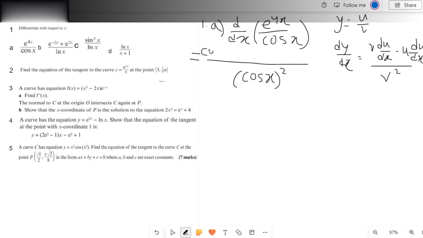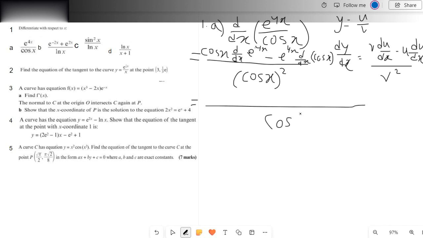At the top we have cos x multiplied by d/dx of e to the power 4x, subtracted by e to the power 4x multiplied by the derivative of cos x. Simplifying, we have cos squared x at the bottom again. At the top, the numerator has cos x multiplied by the derivative of e to the power 4x. Now if you remember, the derivative of e to the power x is simply e to the power x.